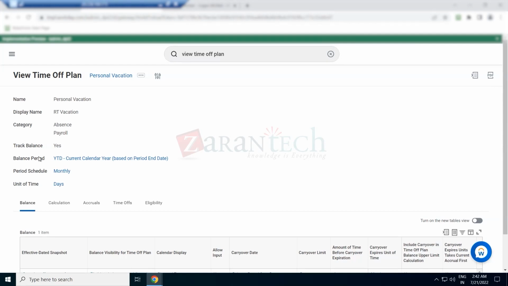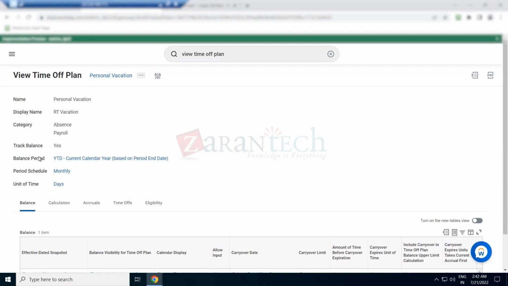Generally, there are a few examples I'll give you. People take the total transaction period as YTD, the same year, period end date. This means from January 1st to 31st of December of that particular year. This is the transaction period. Generally they do that: current calendar year, starting date from January to end date 31st. This is the transaction period and this is the balance period. This is one type of balance period.